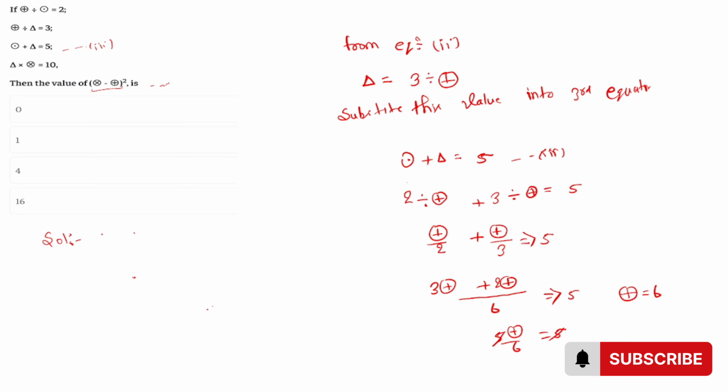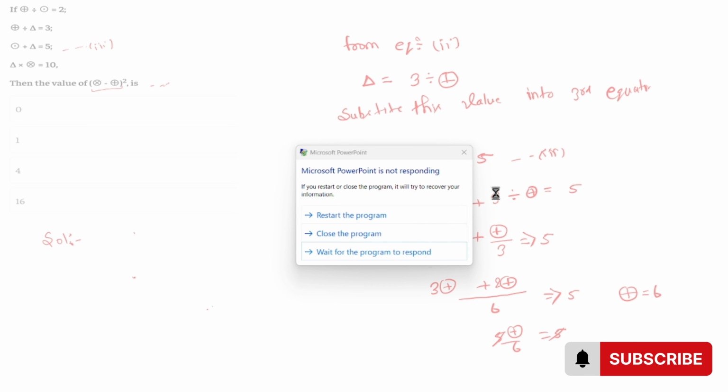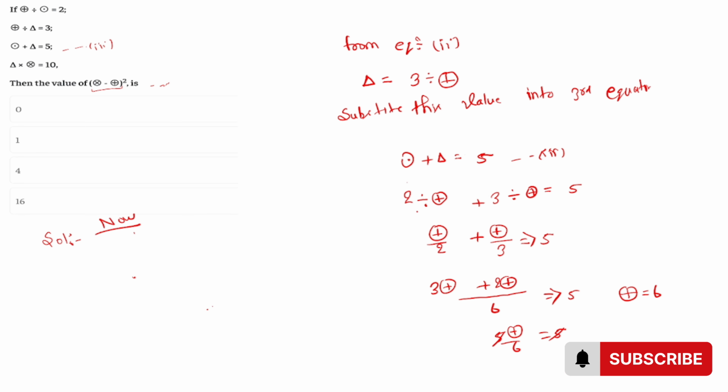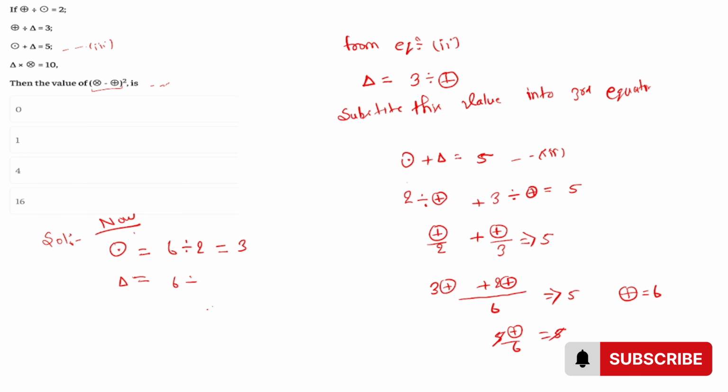Now we can write like, now dot is given that dot XOR is 6 divided by 2 is 3, because we can find that plus XOR operator is equal to 6, so 6 divided by 2 is this, and delta is 6 divided by 3 equal to 2. Okay, so this equation is 4.